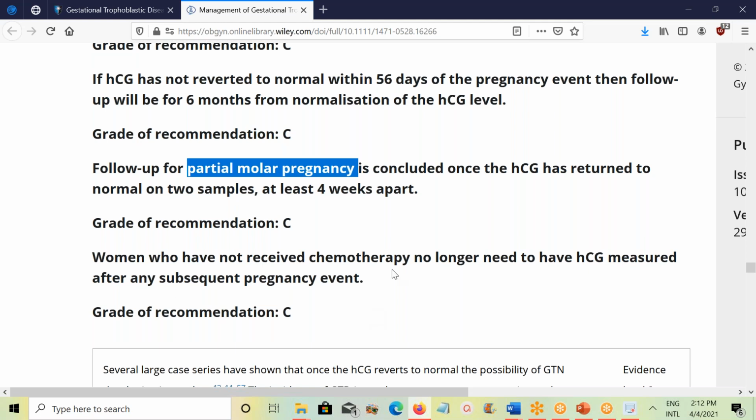Okay. So one sample negative, 4 weeks apart. Yeah, 4 weeks apart, 2 samples are required. This is also like the addition in the guideline. So if 2 samples are not negative, then we will have to continue the follow-up.